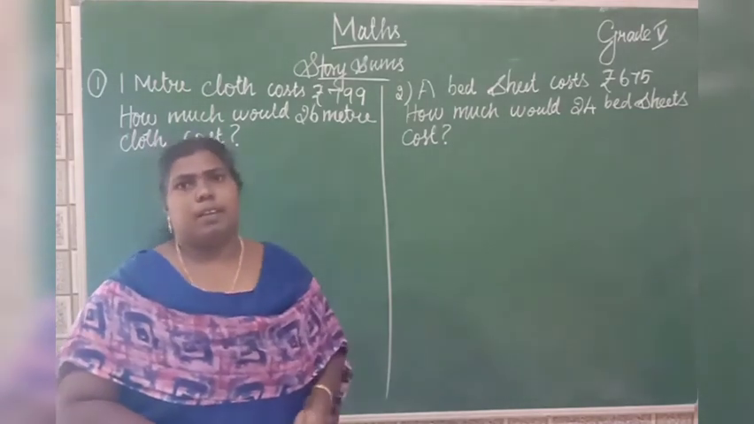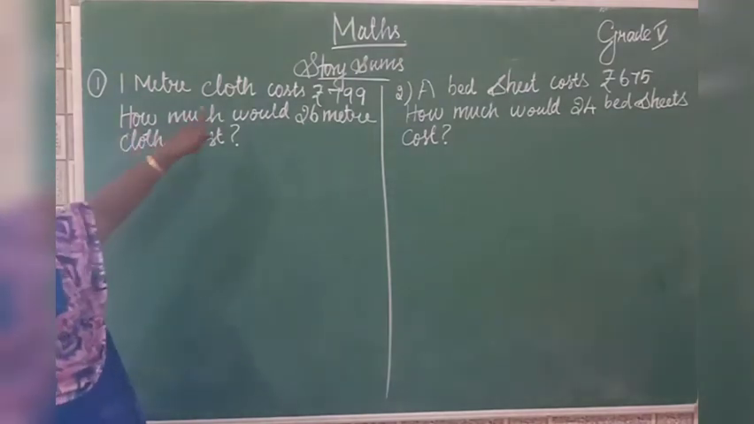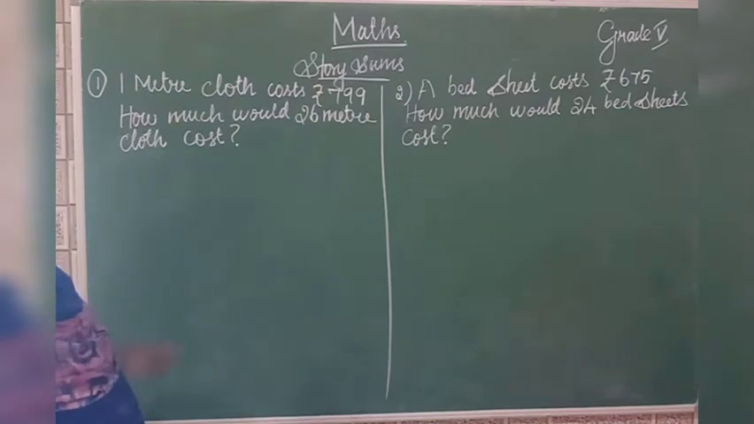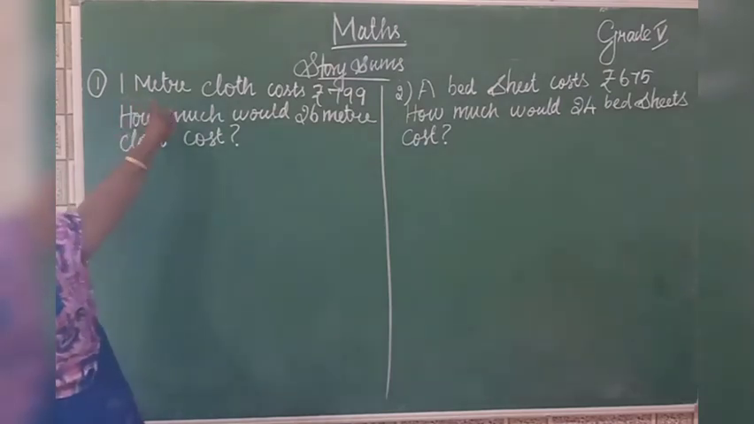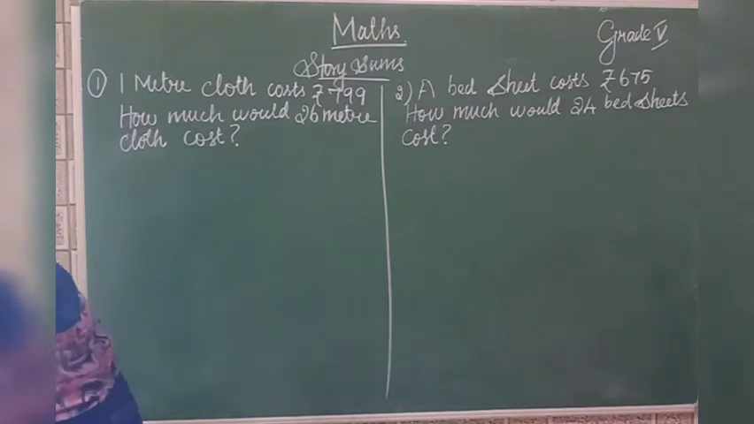Okay, see the first example. First example: 1 meter cloth costs rupees 799. How much would 26 meter cloth cost? What is the question? Shall I read one more time? See, 1 meter cloth costs rupees 799, and how much would 26 meter cloth cost?